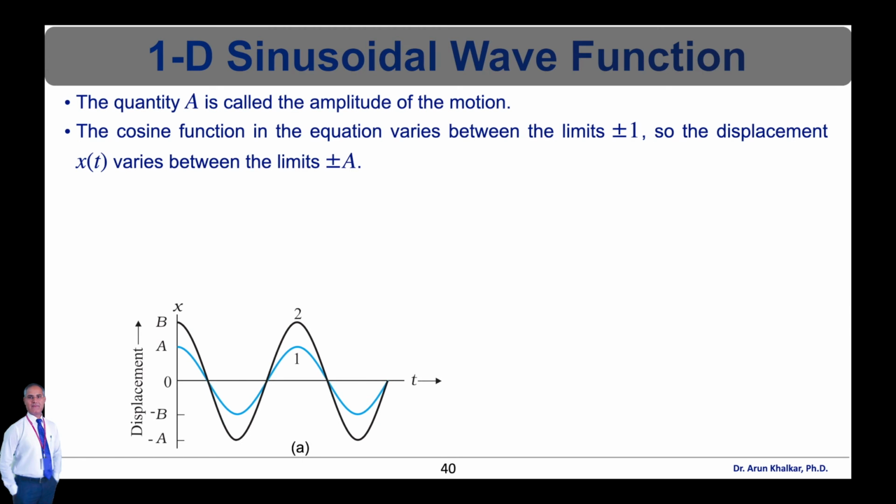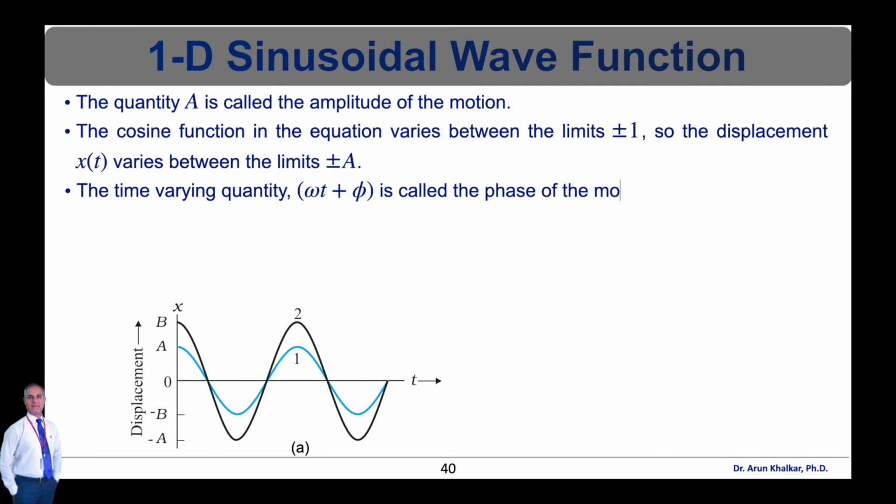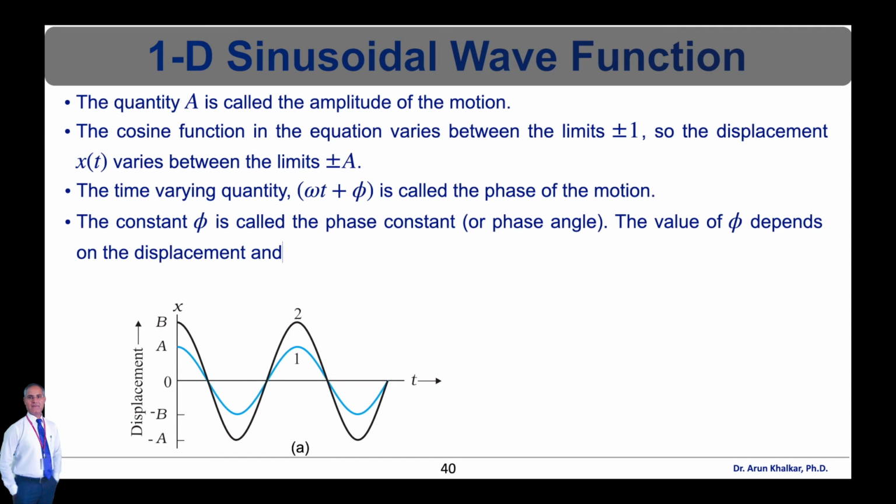In figure A, the curves 1 and 2 are plots of the equation for two different amplitudes A and B. The difference between these curves illustrates the significance of amplitude. The time varying quantity, that is omega t plus phi, in the equation is called the phase of the motion. It describes the state of motion at a given time. The constant phi is called the phase constant or phase angle.